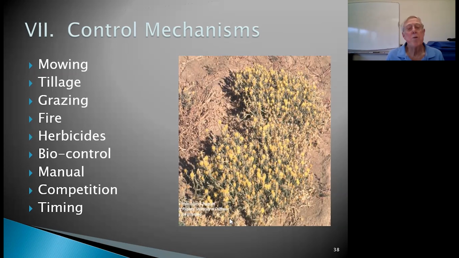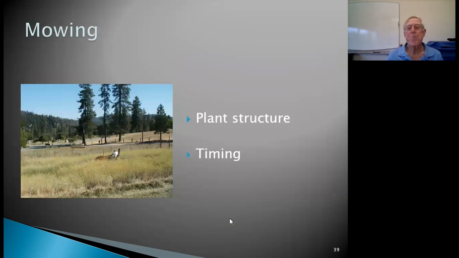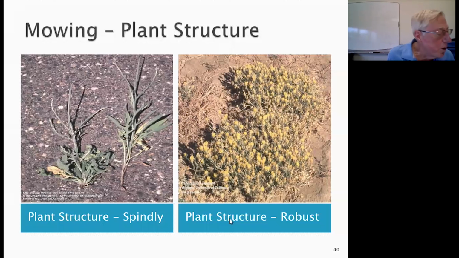We're going to talk about herbicides, biocontrol, manual control, competition, and then finally the timing of all that stuff. So the first thing is mowing. The prime considerations that should be factored into a decision about whether you're going to use mowing as a control strategy or not are the plant structure and then the timing. In other words, when do I mow? So plants with lots of, let's look at the two plants in the left picture there.